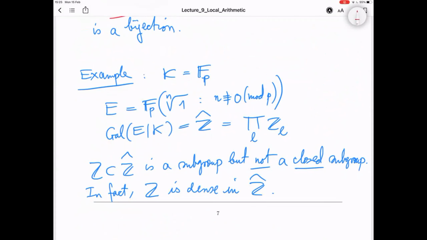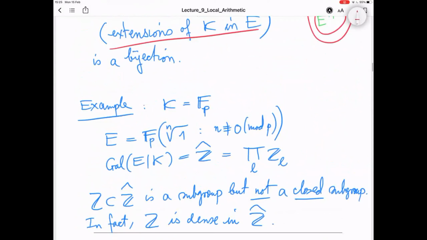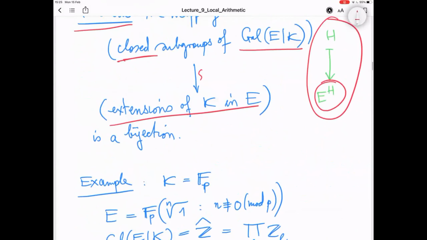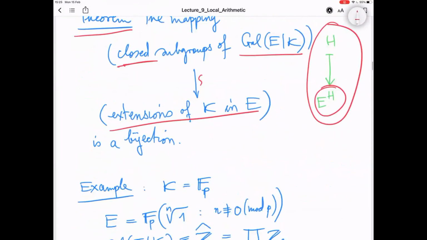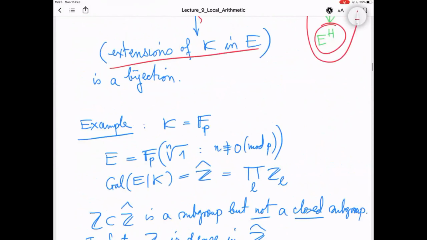I didn't introduce the algebraic closure, but we'll come to it perhaps.